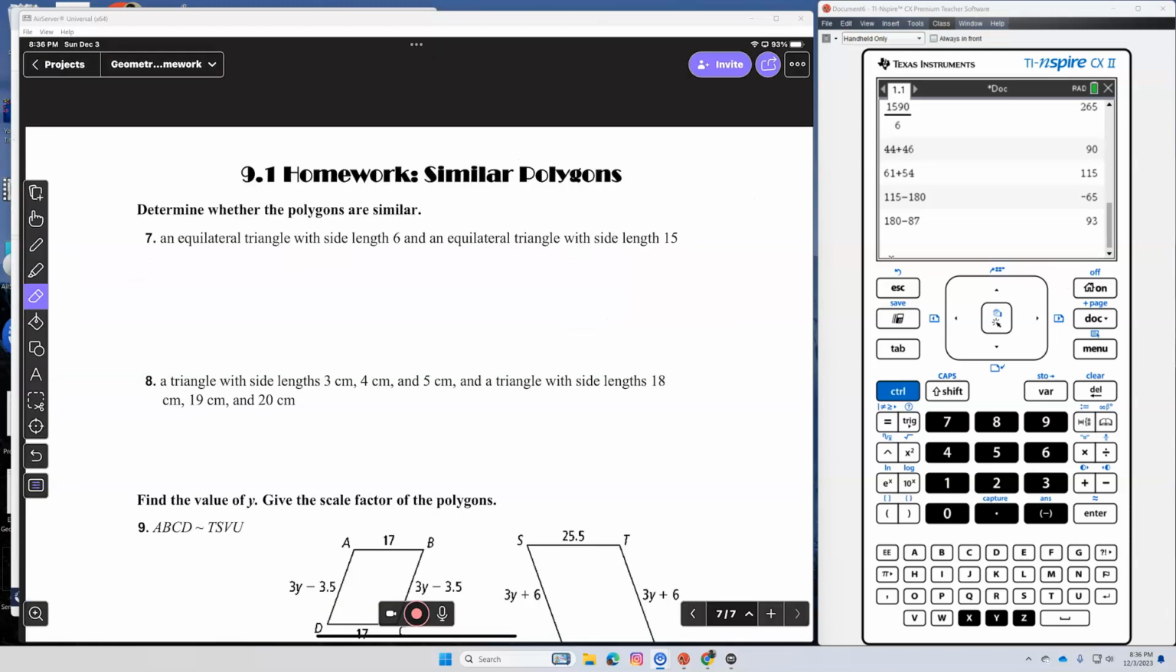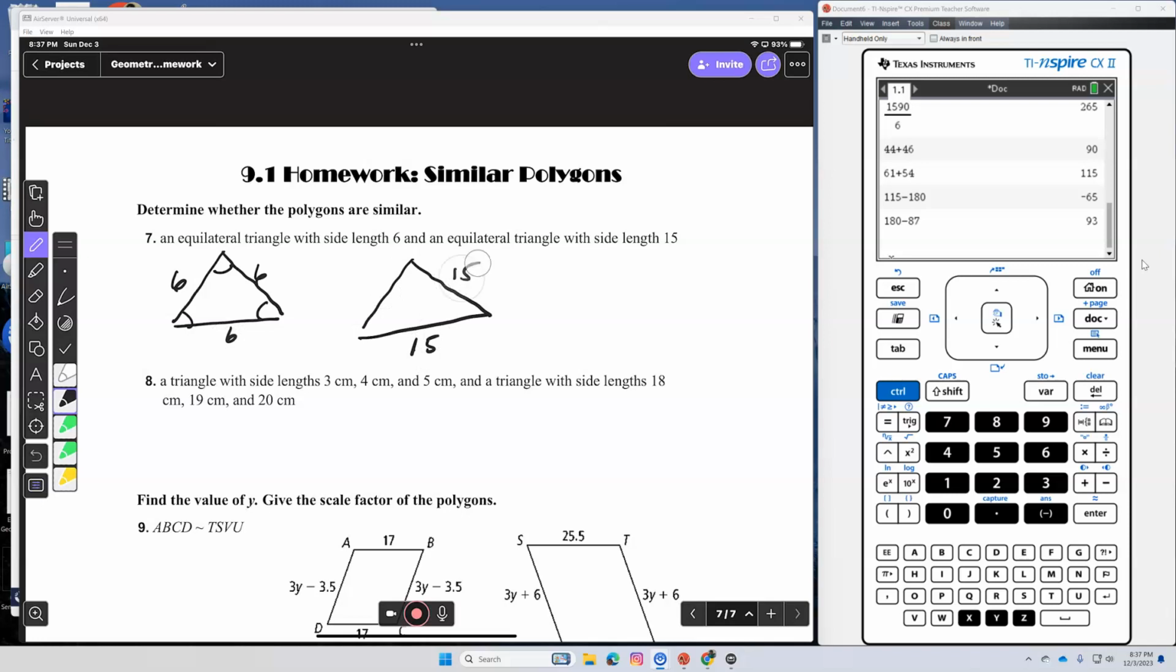Determine whether the polygons are similar. You have an equilateral. That means all the angles are congruent and all the side measurements are 6. We have another equilateral. It's 15, 15, 15, and you notice all the corresponding angles are congruent. And that's one of the conditions for similarity. Second, I know the scale factor. It's 6 to 15, and the ratio is repeated. 6 to 15, 6 to 15, 6 to 15. So the extended proportion is going to be divisible by 3, so it's going to be 2 over 5. So yes, these two triangles are similar.